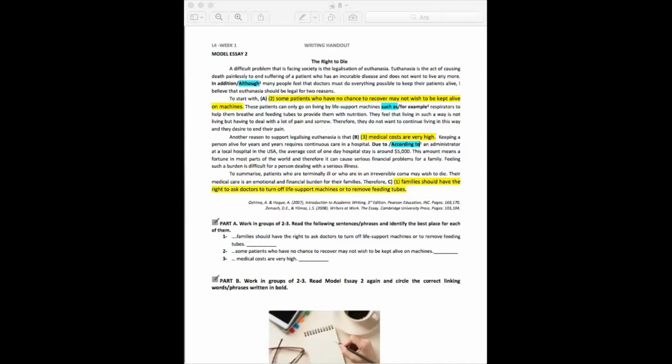And number 2 is such as, because we have noun clauses after it. But after, for example, there should be a sentence. And number 3 is according to, because it means as stated by. Here, as stated by an administrator. So the administrator states that the average cost of one-day hospital stay is around $5,000. But due to means because of, so it shows a result, therefore we can't use it here.